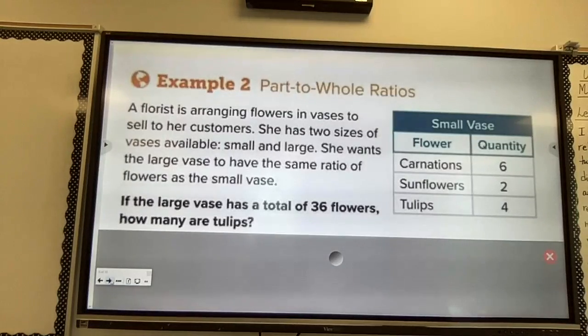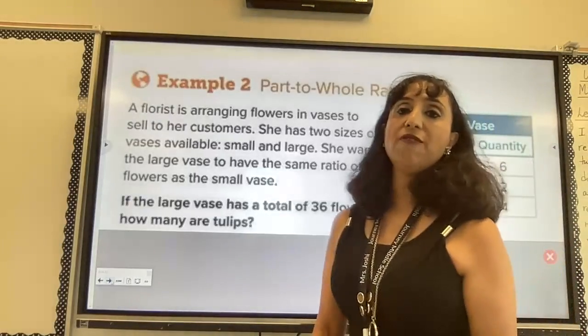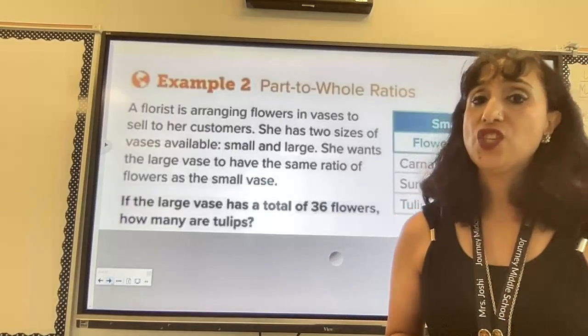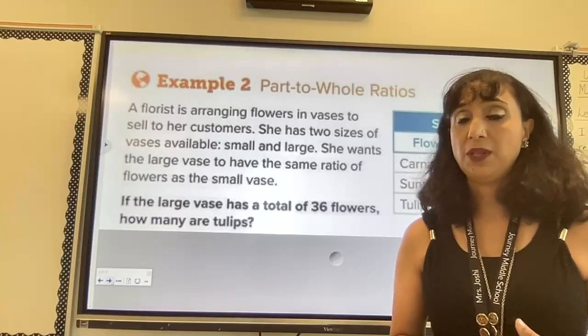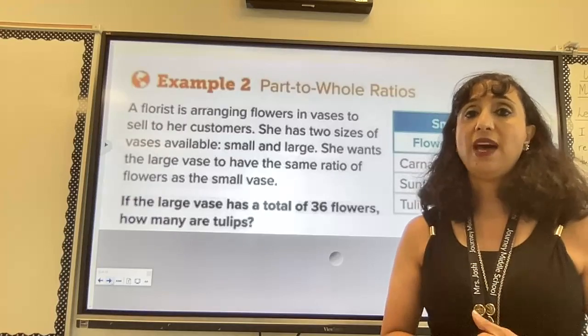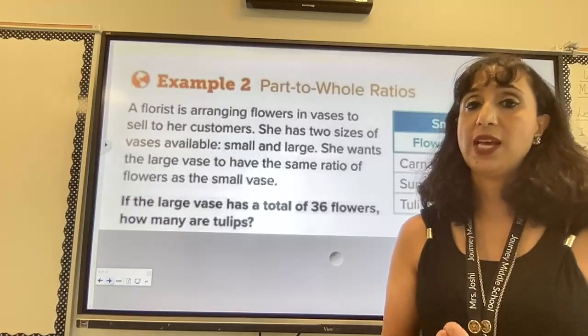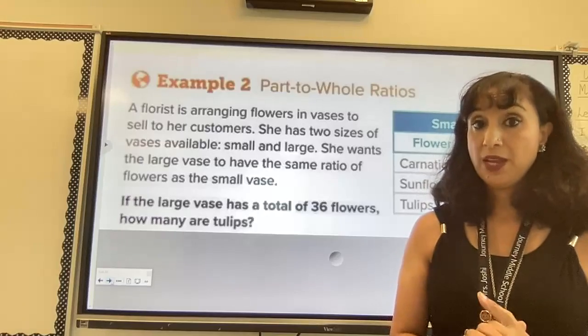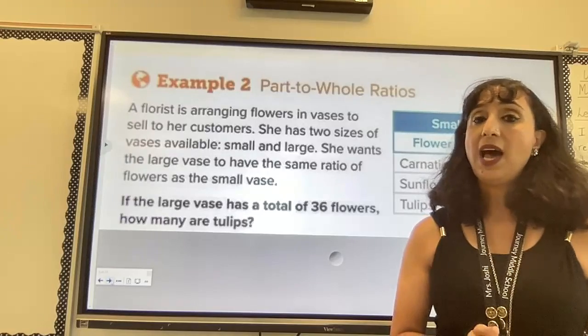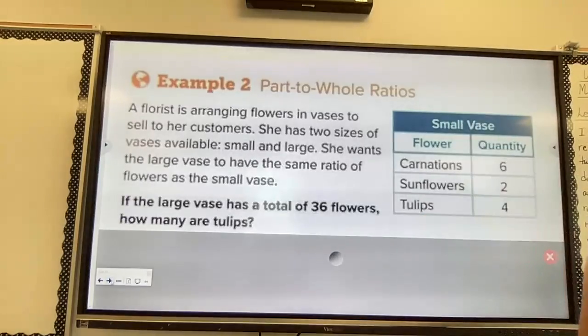And here is a problem. It talks about part to whole ratios. So a florist is arranging flowers in vases to sell to her customers. She has 2 sizes of vases available, small and large. She wants the large vase to have the same ratio of flowers as the small vase. If the large vase has a total of 36 flowers, how many are tulips?